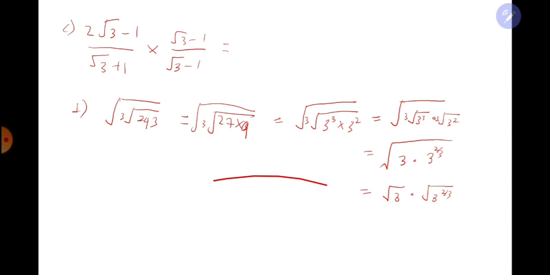Okay, so you will get, and this one you can rewrite as square root of 3 times square root of 3 power 2. This one has root of 3 also, so this root 2 root 3 you can rewrite as this one root 6 of 3 power 2 is 9. You cannot do anything, so that's gonna be the answer.